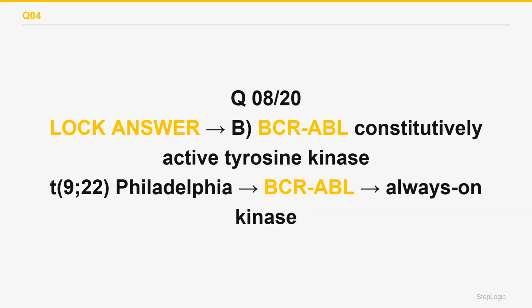This is why CML is treated with imatinib, a tyrosine kinase inhibitor that directly targets BCR-ABL, specific to CML, one of the great triumphs of targeted therapy. Choice A, PML-RARA, is APL. Choice C, JAK2, is polycythemia vera and other myeloproliferative neoplasms. The t(9;22) BCR-ABL is specific to CML.